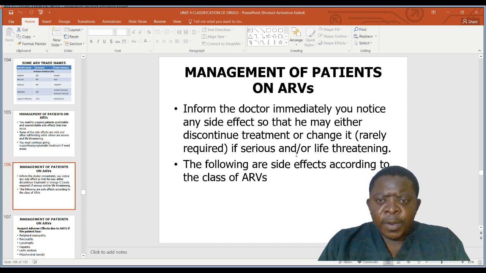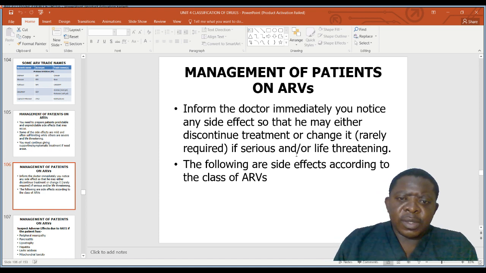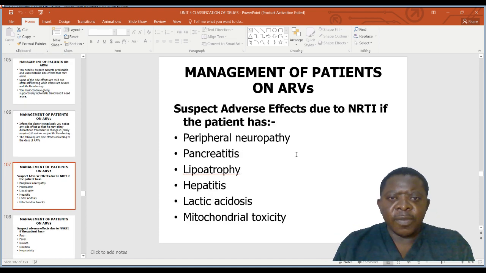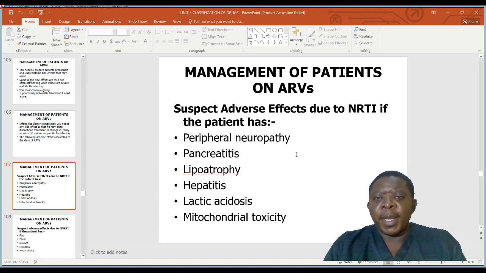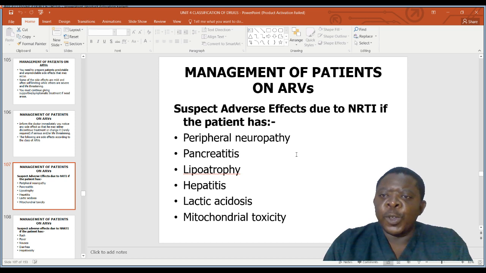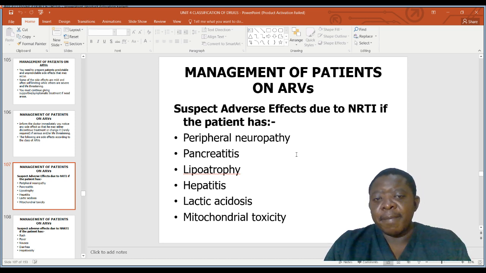The following are some of the side effects according to the classes of antiretroviral drugs. Suspected adverse effects due to NRTIs, if the patient is on a nucleoside reverse transcriptase inhibitor: we have peripheral neuropathy. This is just general for the group.